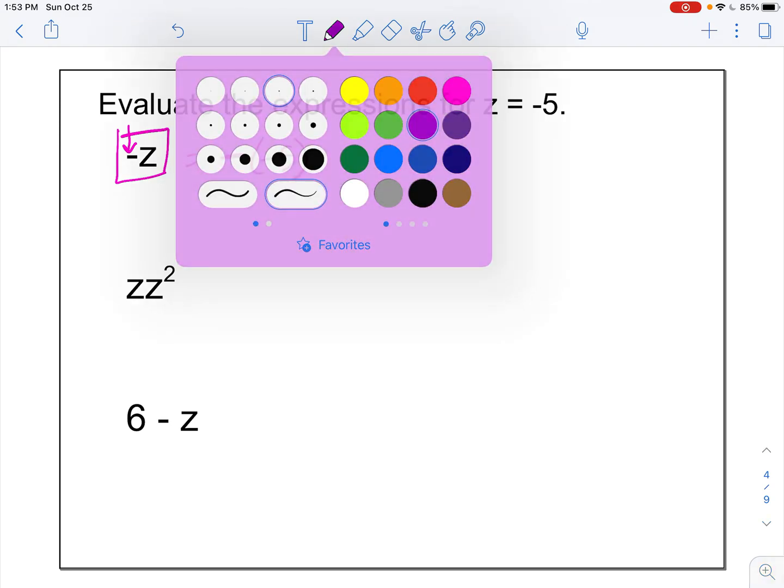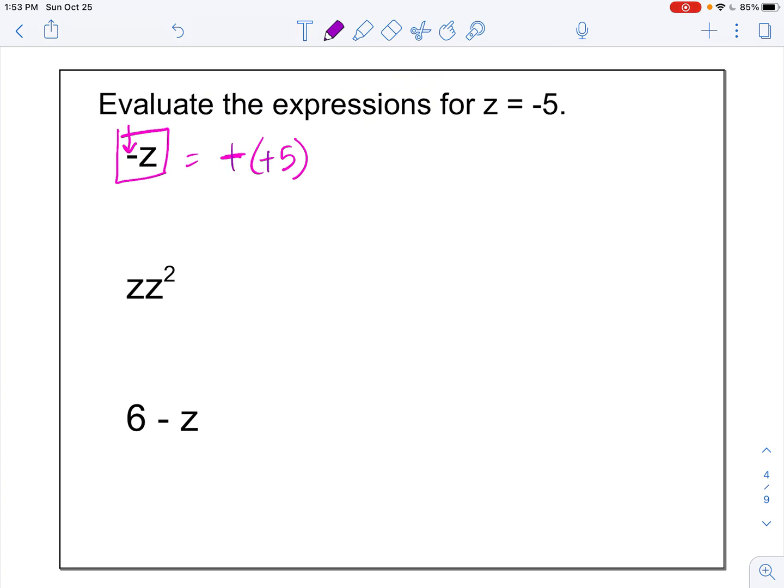Well, what is the opposite of negative 5? The opposite of negative 5 is positive 5. So you do need to bring them in inside parentheses to capture that negative. So here we have z times z squared. So I have negative 5 times negative 5, and there's my squared.